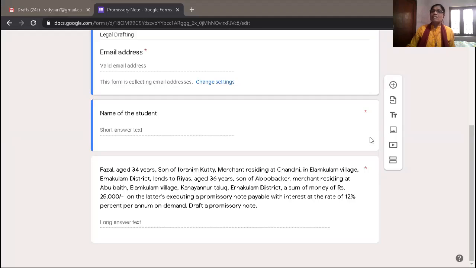That is, when a demand is made, the other person has to pay this in any way. So that is how this particular problem is.